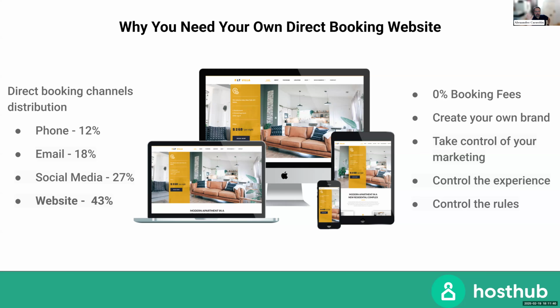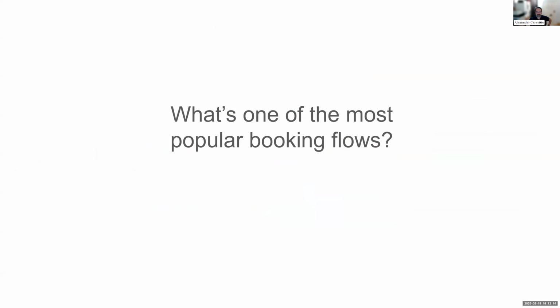Now, what's the most popular way of getting a direct booking? You can see on the left side of this slide, distribution with percentages. 12% of direct bookings are a phone call, someone called you and said, I want to stay in your home. 18% is email, 27% is social media, and 43% of bookings come from your own direct booking website when you have one. So the most popular way of attracting and managing direct bookings is your own website. And that's one of the main reasons why you need to have one.